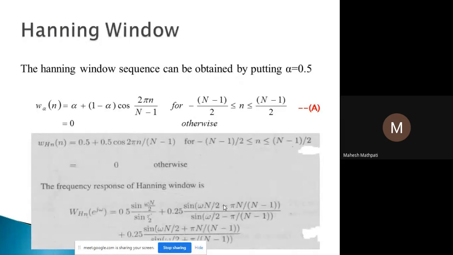Have you written the title Hamming window? Hello? Yes, sir. Title you have written, na? You just write down this equation A first. So that is the generalized equation. Don't write that above wording part. Just write w alpha of n equals alpha plus (1 minus alpha) cos(2 pi n divided by n minus 1), for the value minus (n minus 1)/2 less than or equal to n less than or equal to (n minus 1)/2. Call it as equation A.